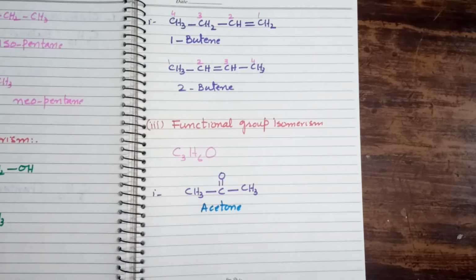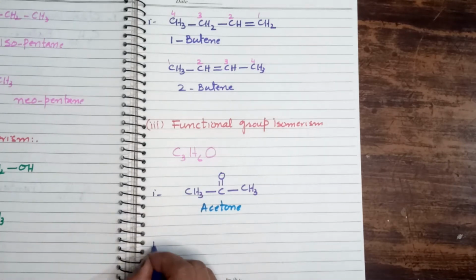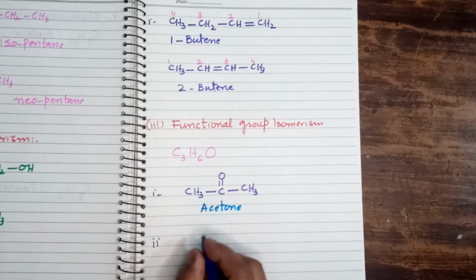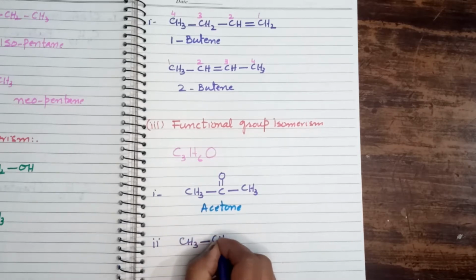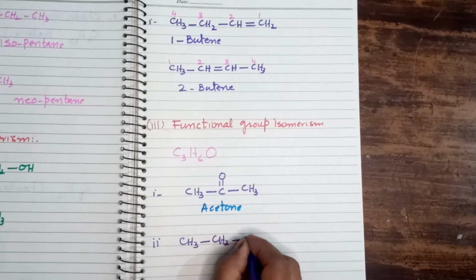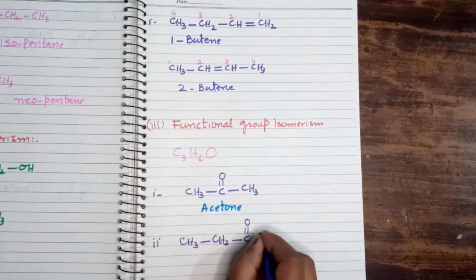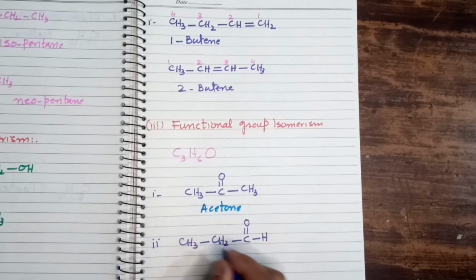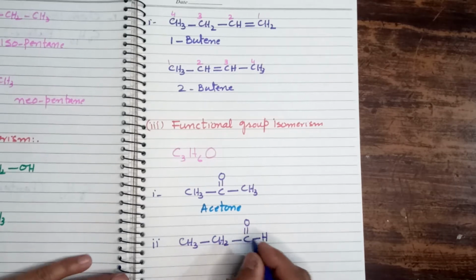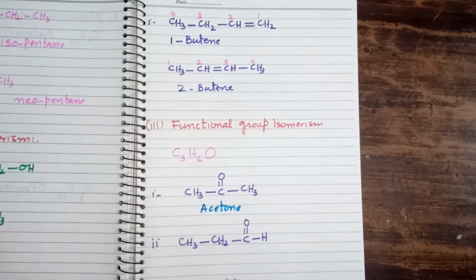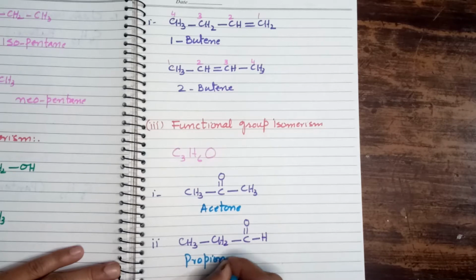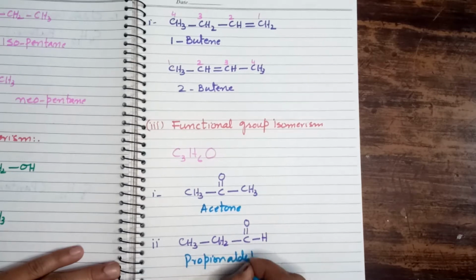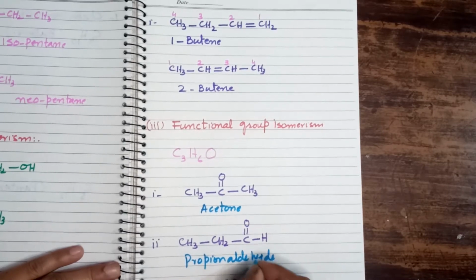Right students? Now the second molecule which is possible is CH3, CH2, C double bond O, H. This molecule is known as propanal, or its common name is propionaldehyde. These are the two molecules.